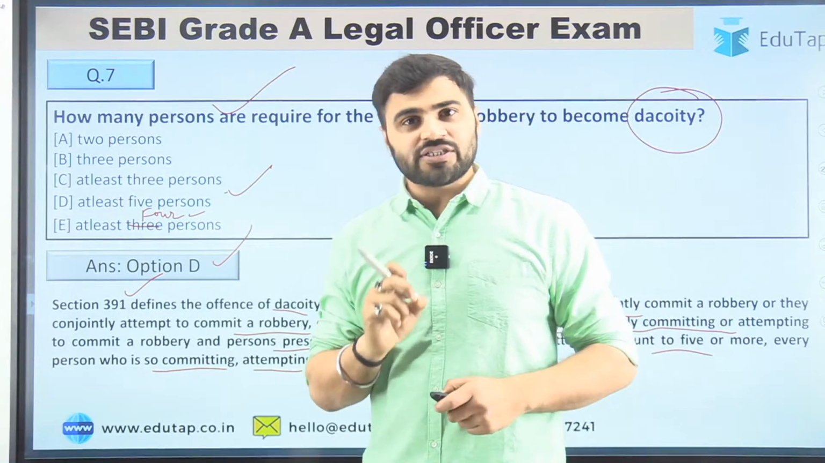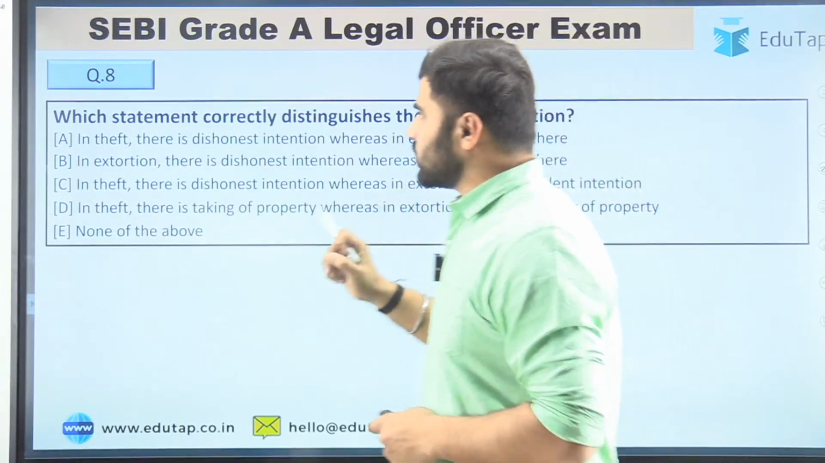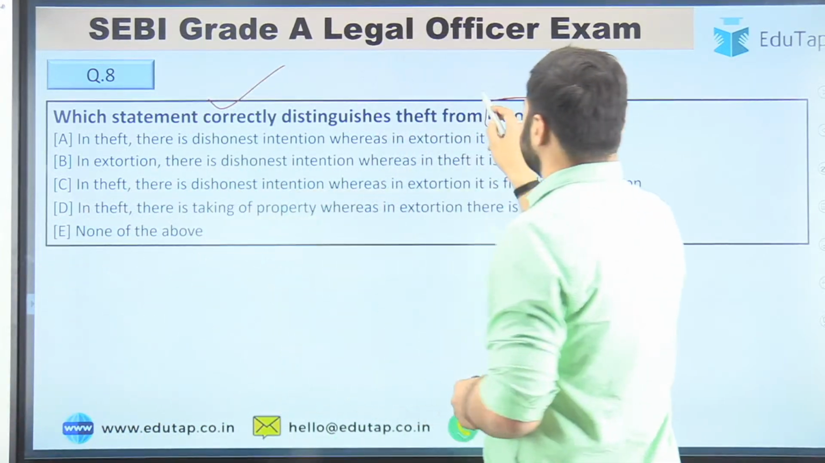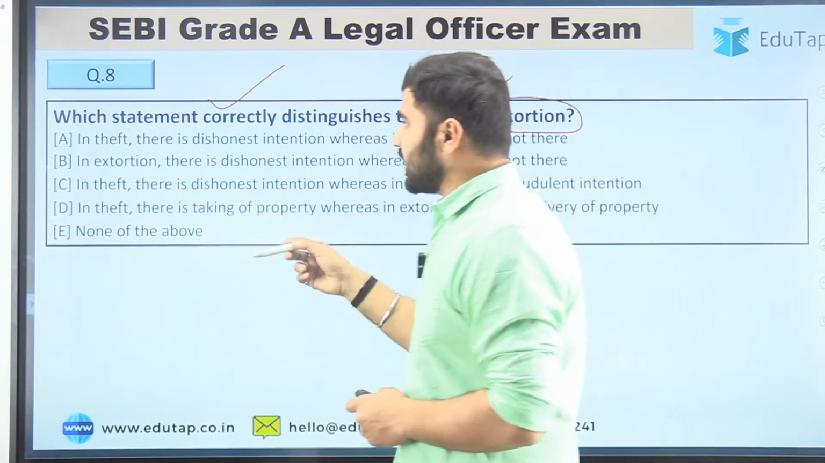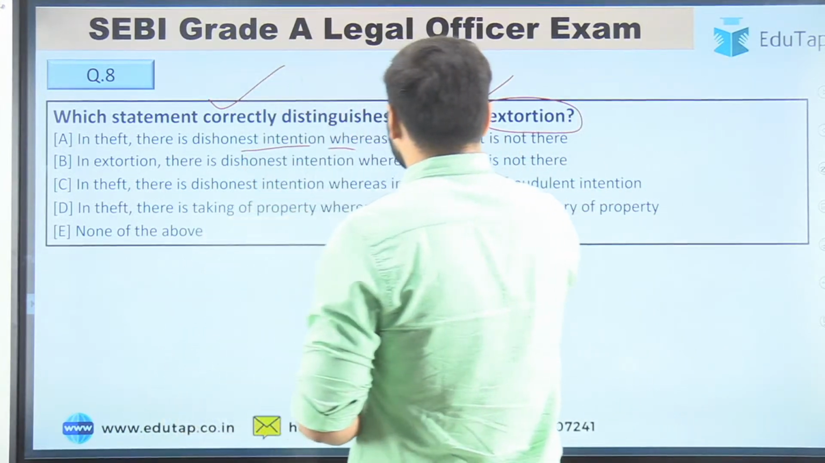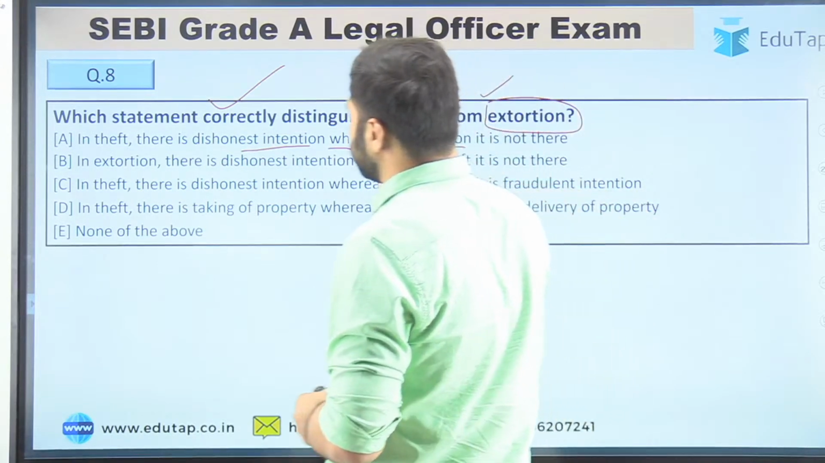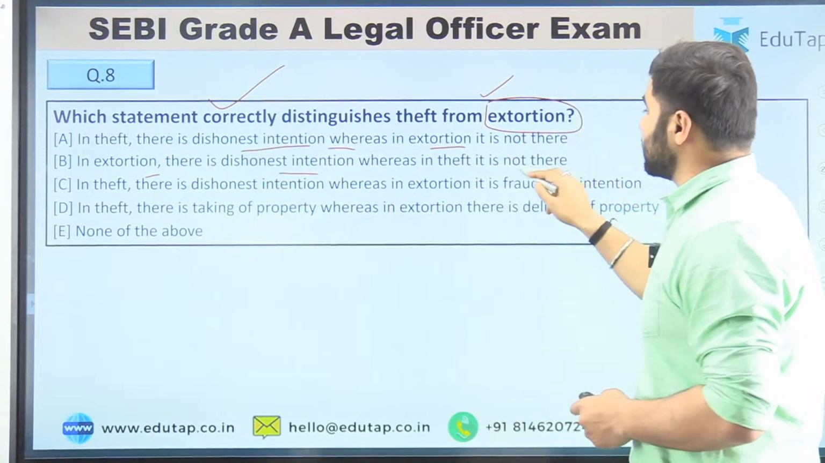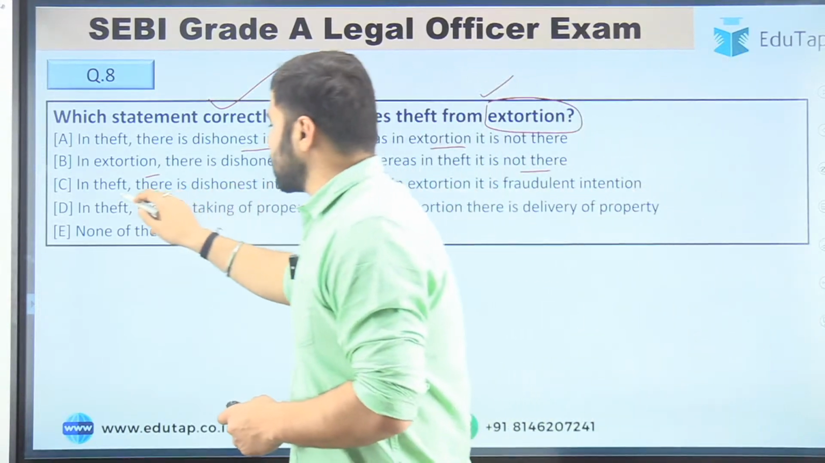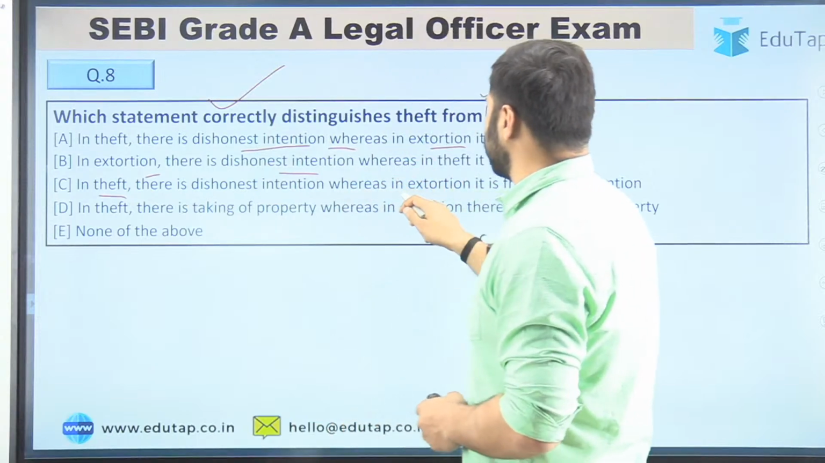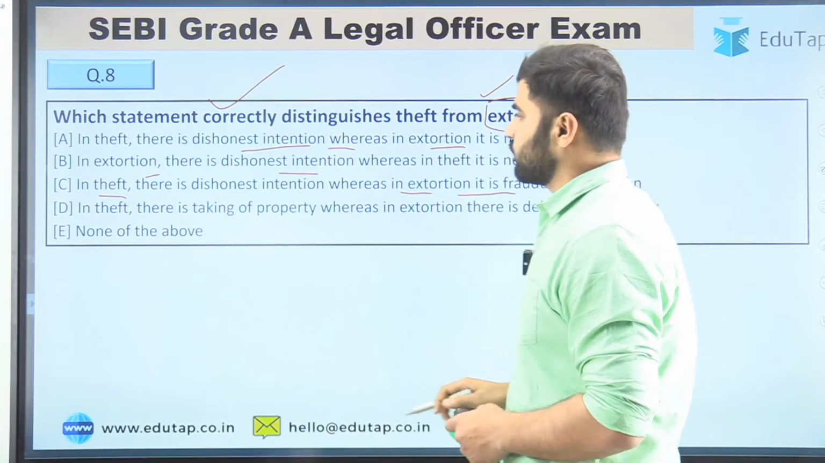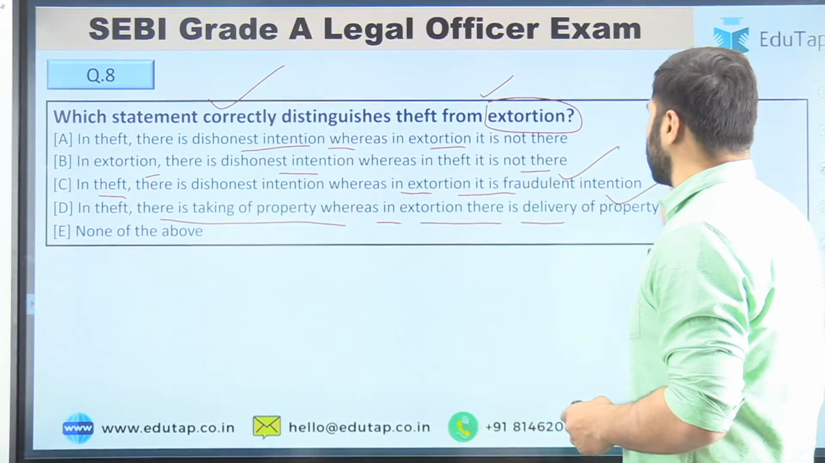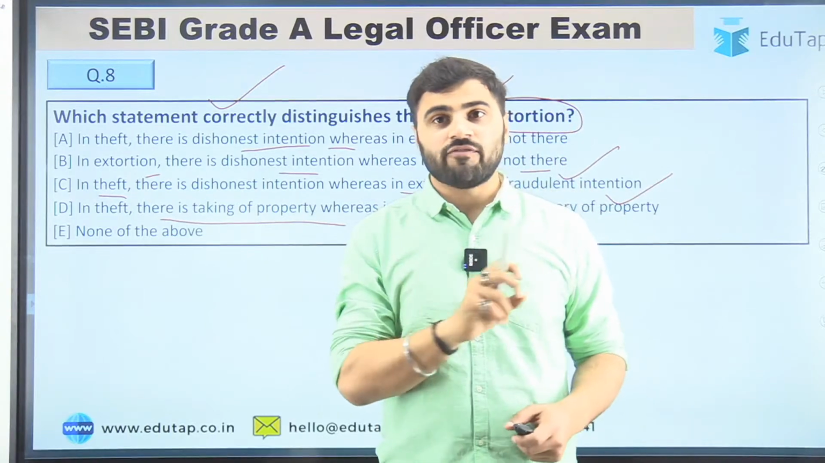Now let's move to question number 8. So guys, question number 8 is which statement correctly distinguishes theft from extortion, right? This is a very important question. So your options are: option A, in theft there is dishonest intention, whereas in extortion it is not there. Option B is in extortion there is dishonest intention, whereas in theft it is not there. Option C is in theft there is dishonest intention, whereas in extortion it is fraudulent intention. Option D, in theft there is taking of property, whereas in extortion there is delivery of property. And option E is none of the above.